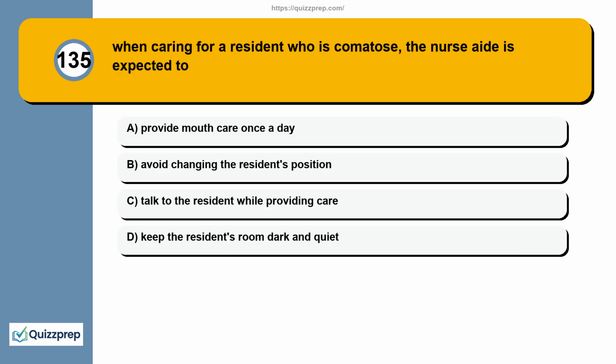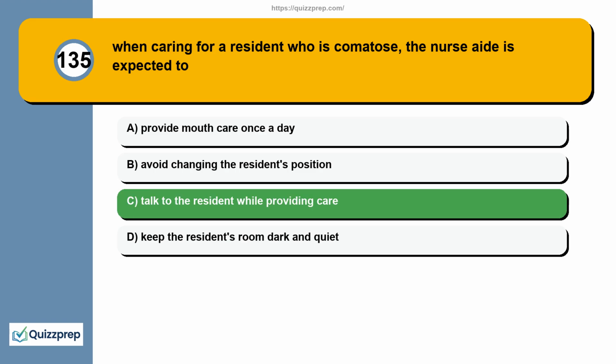Question 135. When caring for a resident who is comatose, the nurse aide is expected to: Option A, provide mouth care once a day. Option B, avoid changing the resident's position. Option C, talk to the resident while providing care. Option D, keep the resident's room dark and quiet. The correct answer is option C, talk to the resident while providing care.